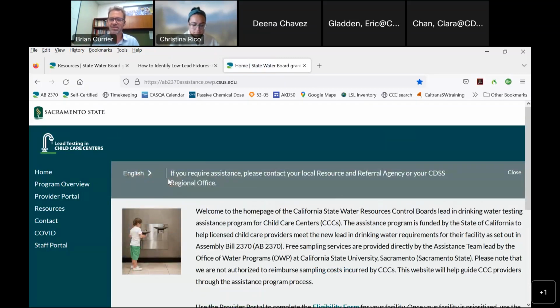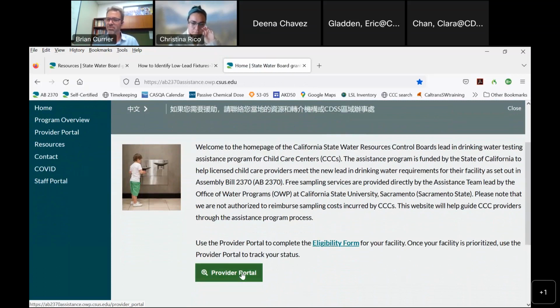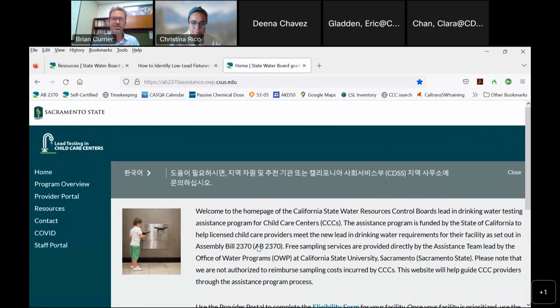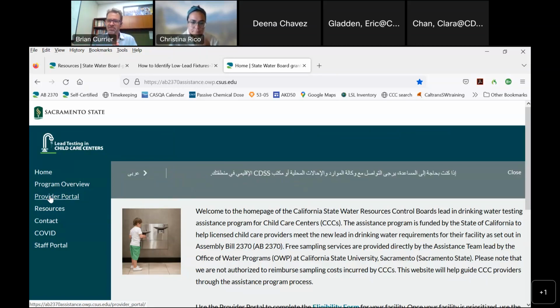This takes us to the homepage. Since we're at that homepage, I can't help it, I'll just point out that this is where you would apply. If we scroll down here, you'll see a link to the eligibility form. You could also, your first time through, just click on the provider portal here. I'm going to scroll back up. Over here on the left-hand banner, home is where we're at. Program overview, the next link down, is that prioritization description that we talked through a little bit. And then again, provider portal where you can apply. So you can get there from many different directions.